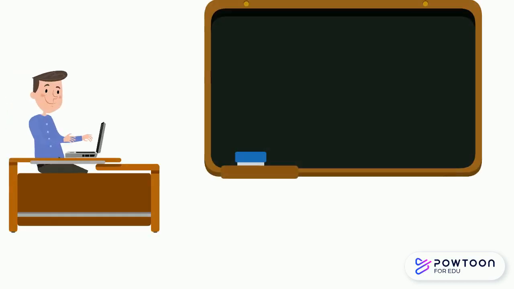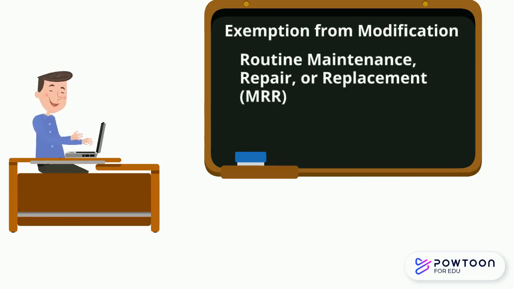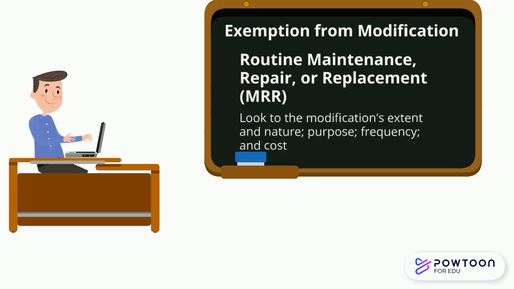But there are some exemptions to the modification rule. If the changes are done for routine maintenance, repair, or replacement, then it's not considered a modification under the NSR program. To assess whether something is routine MRR, look to its nature and extent, its purpose, its frequency, and finally the costs involved.